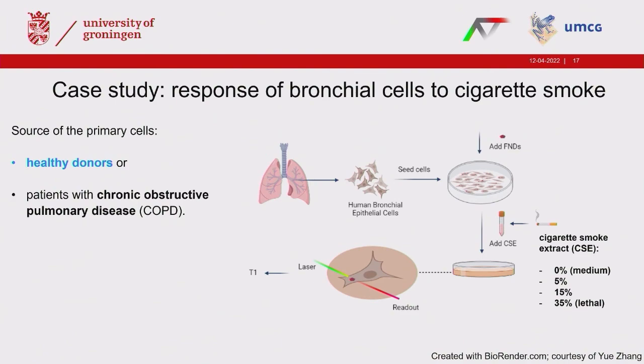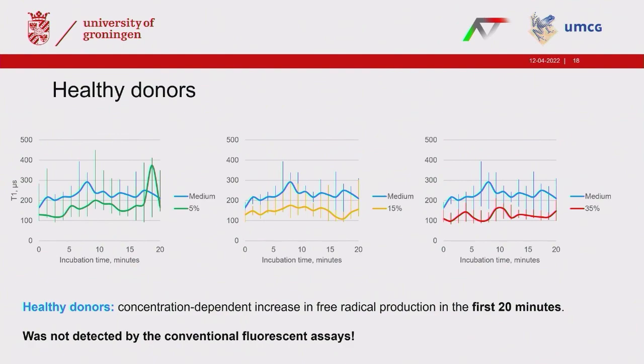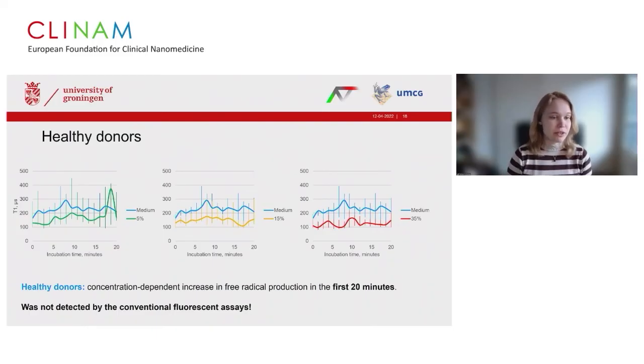However, all the responses that you can record, you can only record some hours and days after the exposure has happened. Here, for example, we used the standard fluorescent assay for reactive oxygen species, and you see that within the first 2 hours, you don't really see any difference upon adding the cigarette smoke extract from the negative control, as opposed to, for example, the positive control. What we did is we performed our T1 measurements in those cells.